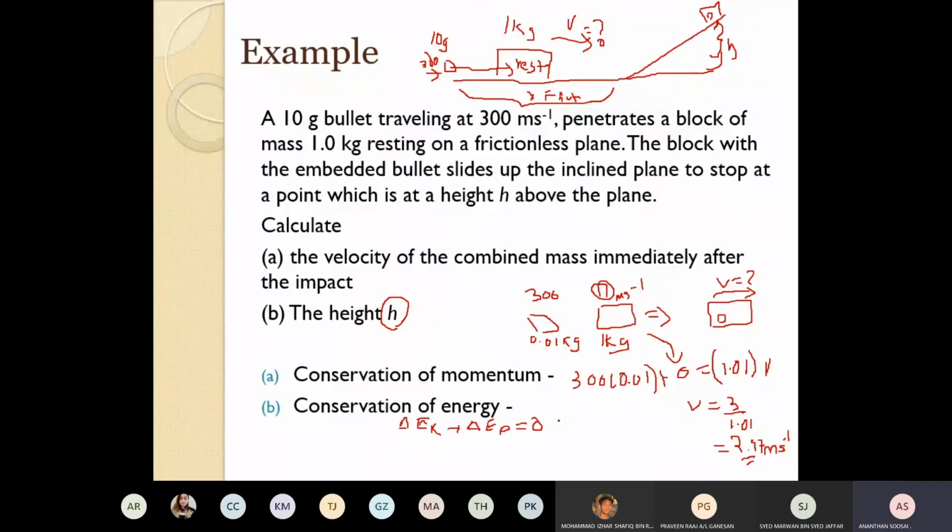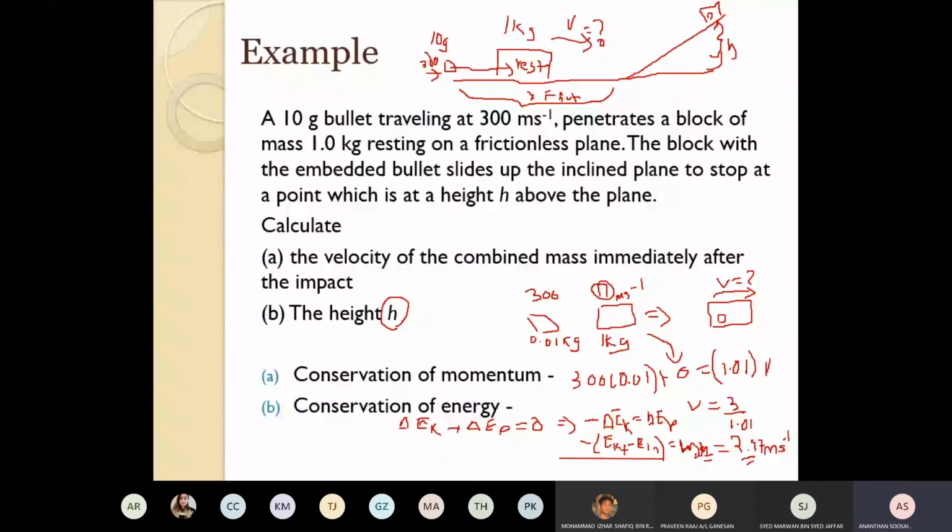Or you can put it like this. So from this formula, negative changes in EK should be equal to changes in EP. Negative changes in EK is final EK minus initial EK, and that equals the final EP, which is MGH. Just put MGH. So we can work out the H now.